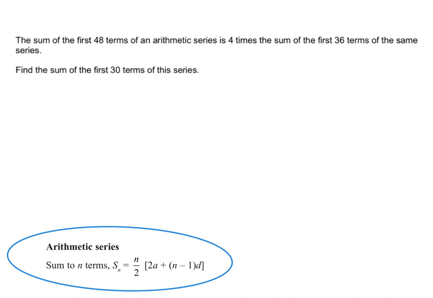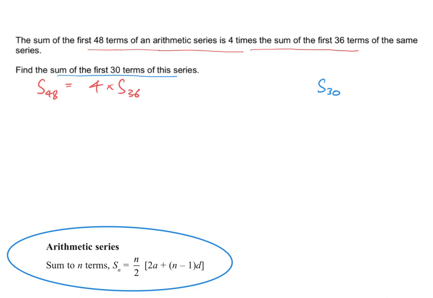The first bit, the sum of the first 48 terms is 4 times the sum of the first 36. So, sum of 48 is equal to 4 times the sum of 36. And we're trying to find the sum of the first 30, so S of 30. Now our formula is at the bottom here. Let's put this in.